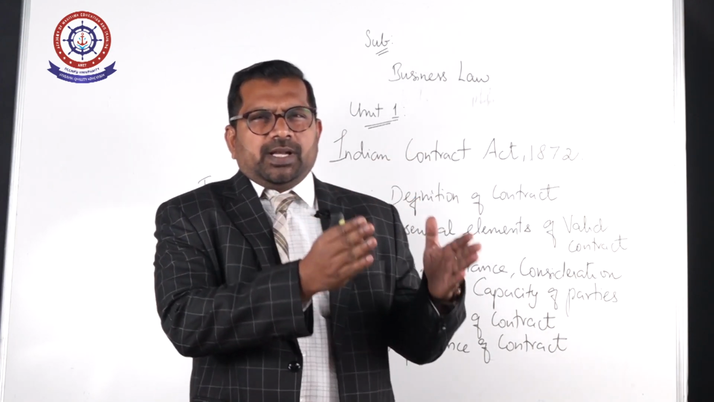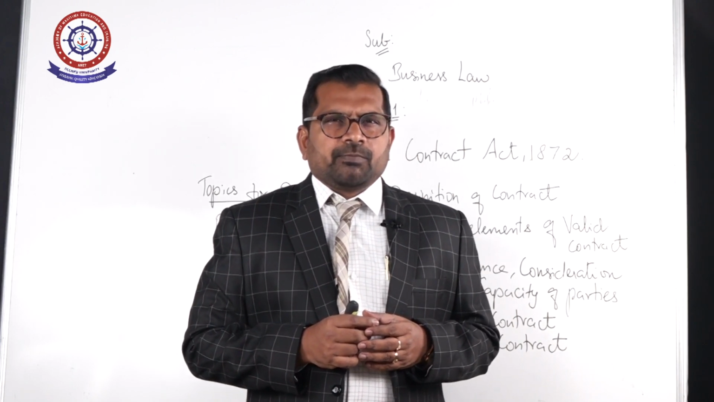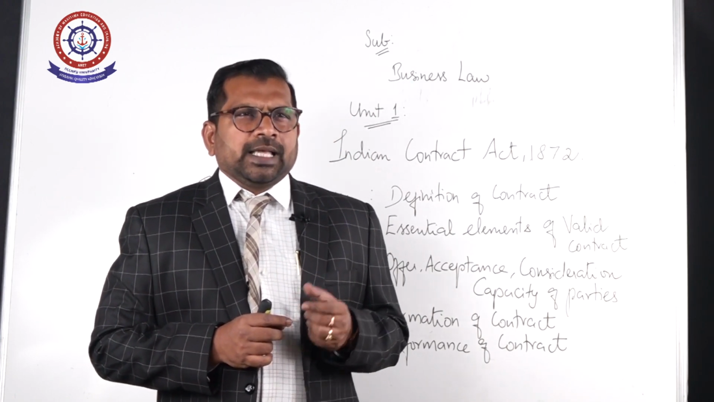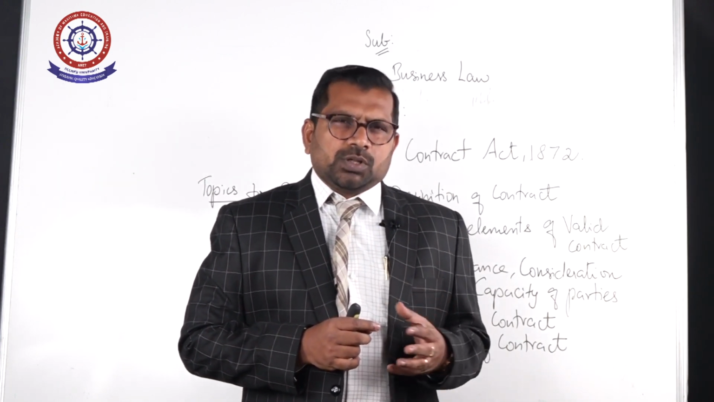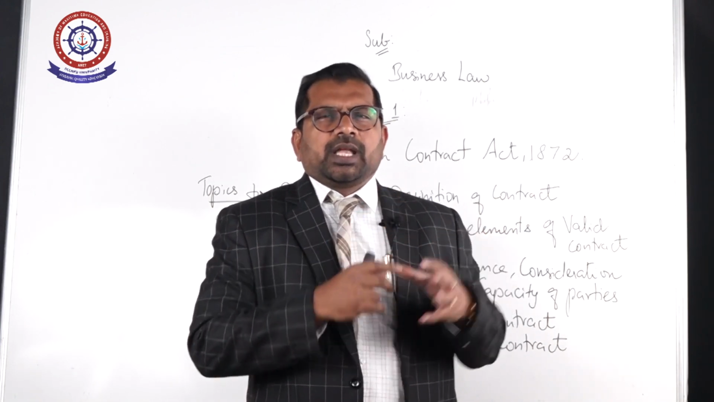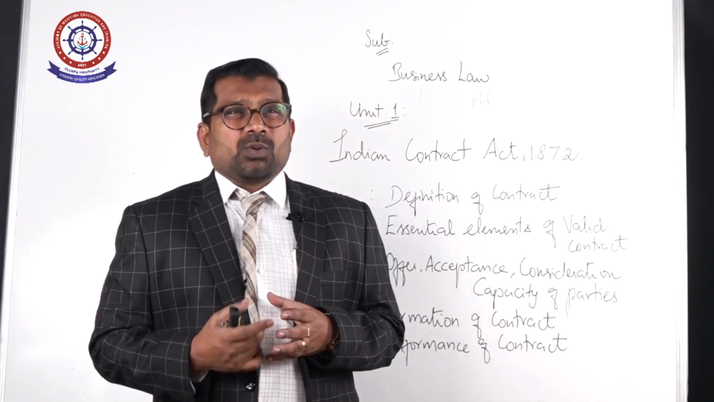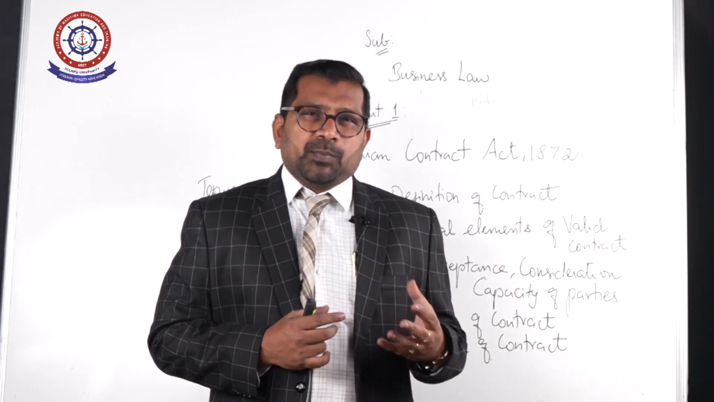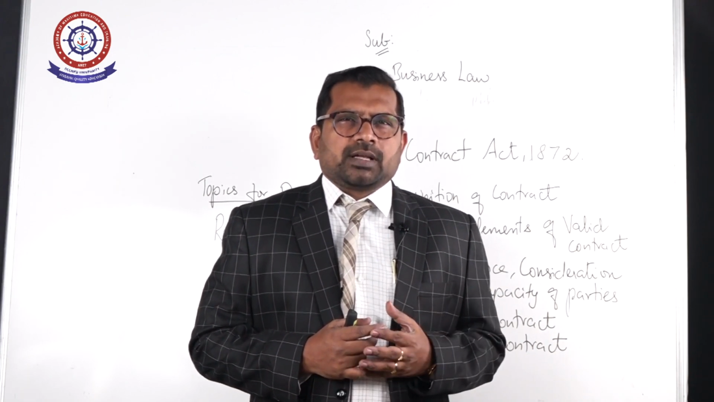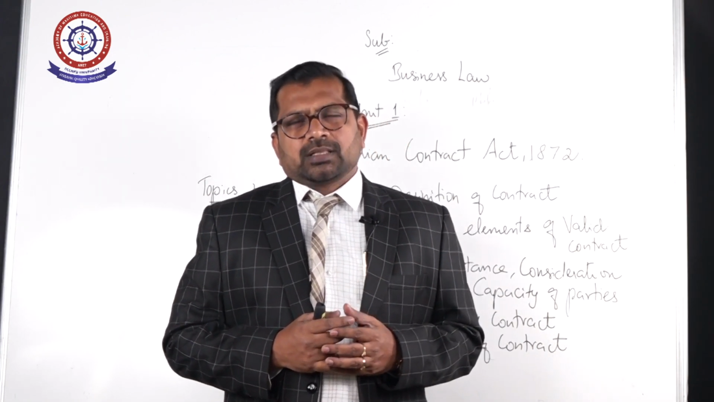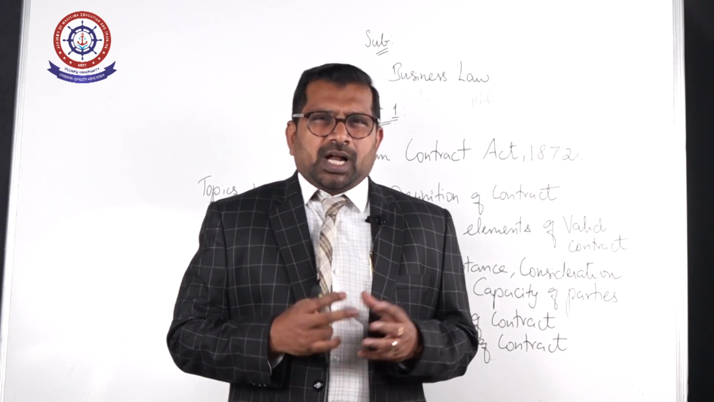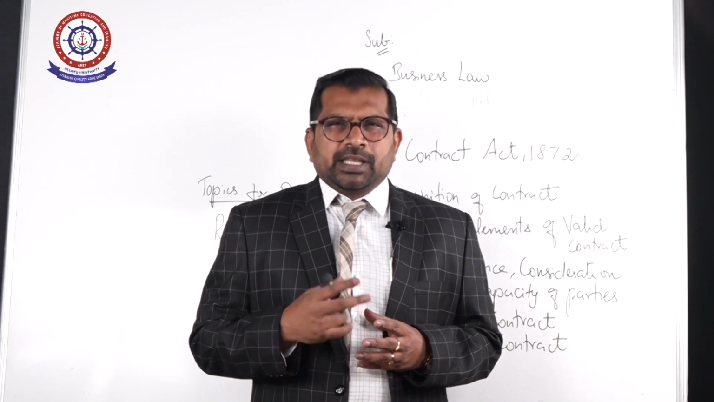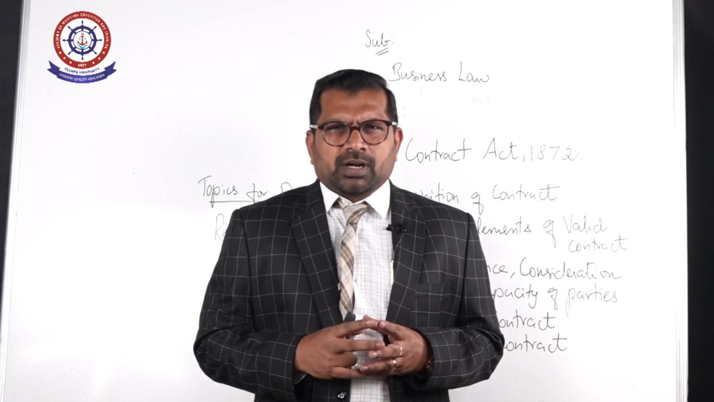The first one is validity. Under validity: valid contract, void contract, voidable contract, illegal contract, unenforceable contract. All these contracts come under the head called validity. The second one is formation. Under formation: express contract, implied contract, quasi-contract and tacit contract. The third one is performance. Under performance: executed contract, executory contract, unilateral contract and bilateral contract.